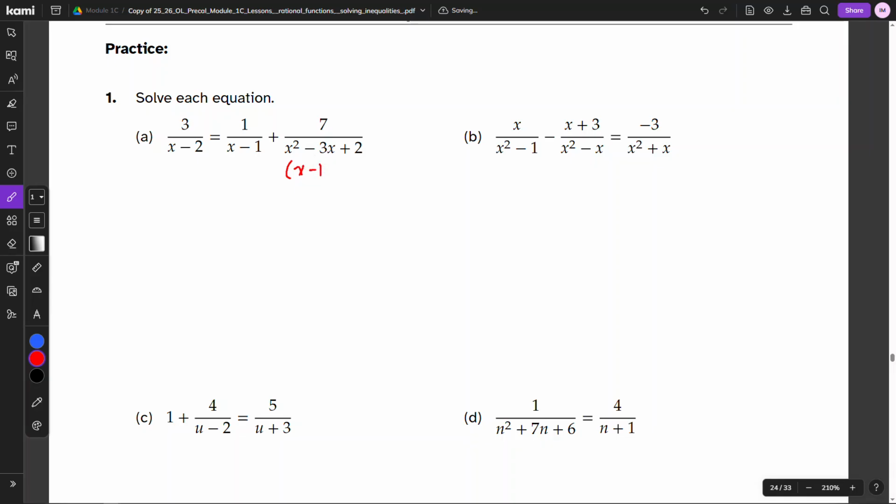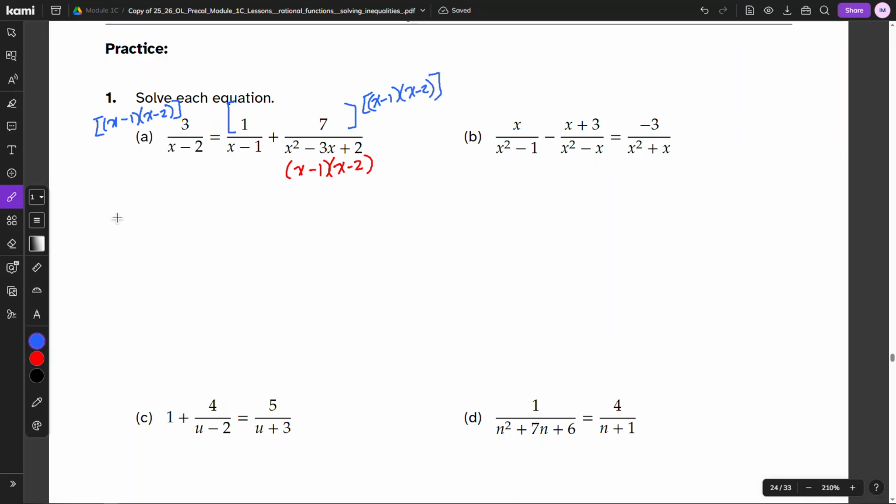x minus 1 times x minus 2. So my common denominator is x minus 1 times x minus 2. If I multiply both sides of my equation by that common denominator, right? So multiply this side of the equation by x minus 1 times x minus 2. Multiply this other side of the equation by the same thing. Multiply this by x minus 1 times x minus 2.